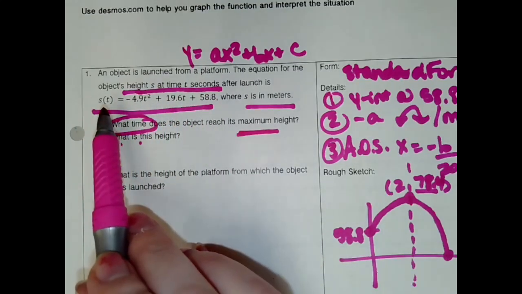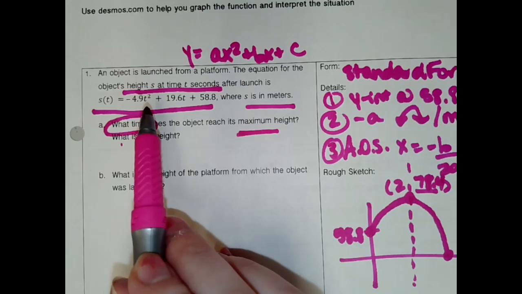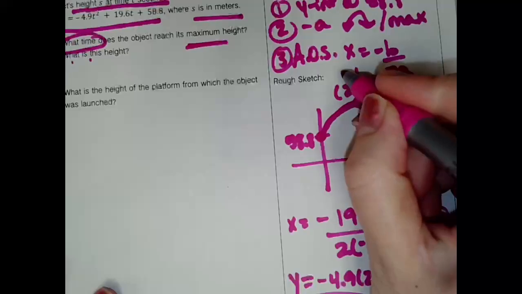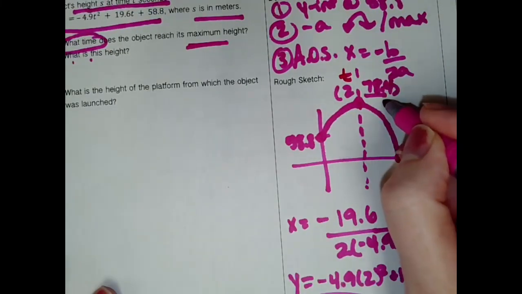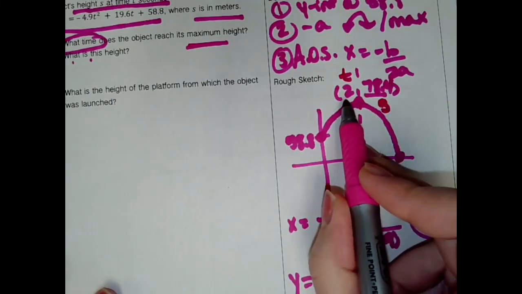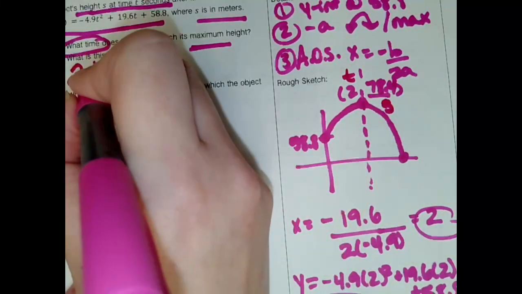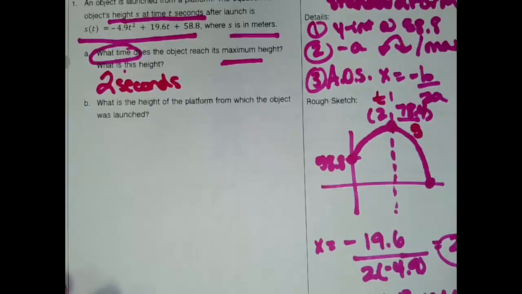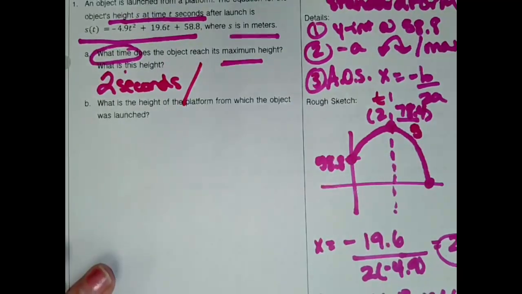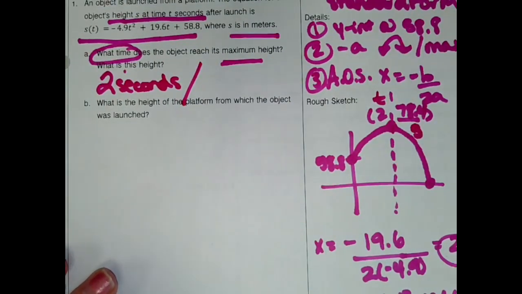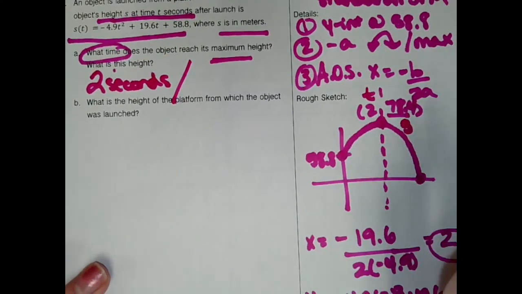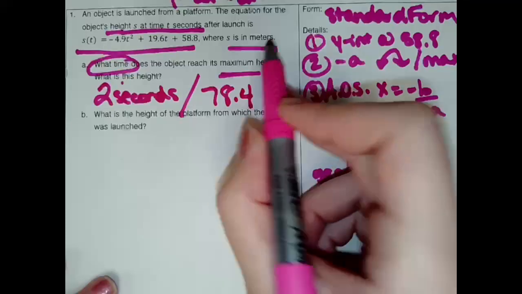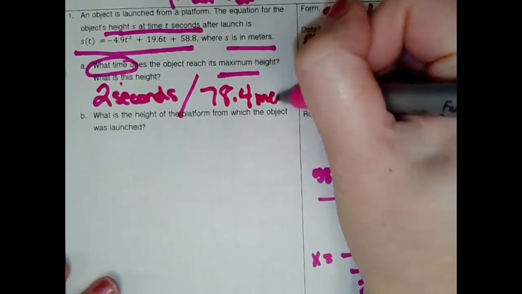S is in the Y position. T is in the X position of my standard form. So that means that the X is T, the Y is S. If I want to know what time does it reach its max, that's 2 seconds. Notice how I put my unit of measure. There is another question here. What is this height? So now I want to know, what is the maximum height? Well, that would be the 78.4. And it says up here that the height is measured in meters.